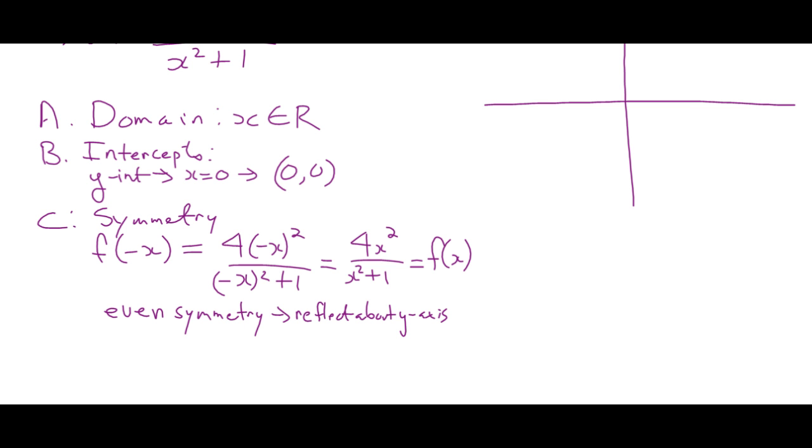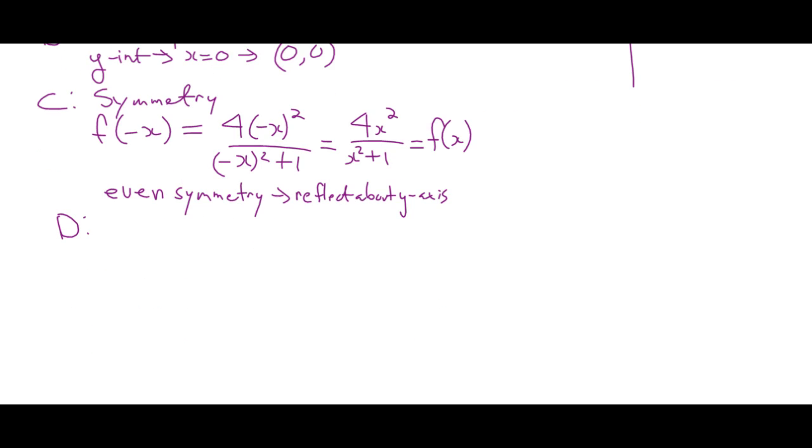Okay, next, asymptotes. Any vertical asymptotes? No. How do you know that? You can't take the root of negative 1. Our domain would have told us if there's a vertical asymptote. If your domain is all real numbers, then there's nowhere that it doesn't exist. Okay, so vertical asymptote, none. Horizontal asymptote.